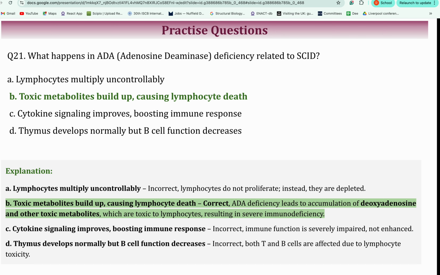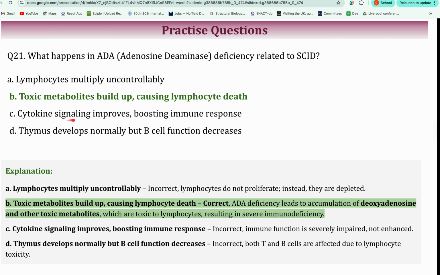Okay, now let's see. So the right answer is option B. It leads to toxic metabolite buildup, causing the lymphocyte death. Because we have seen how the deoxyadenosine gets accumulated in toxic amounts, and other toxic metabolites also increase, which are toxic to lymphocytes, which leads to the imbalance in the lymphocyte population and kills them. So this was the right answer.